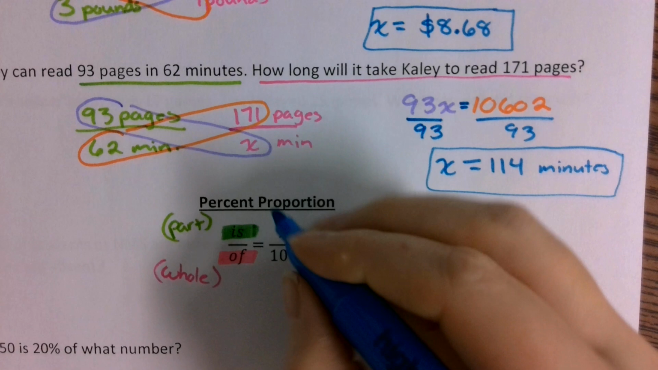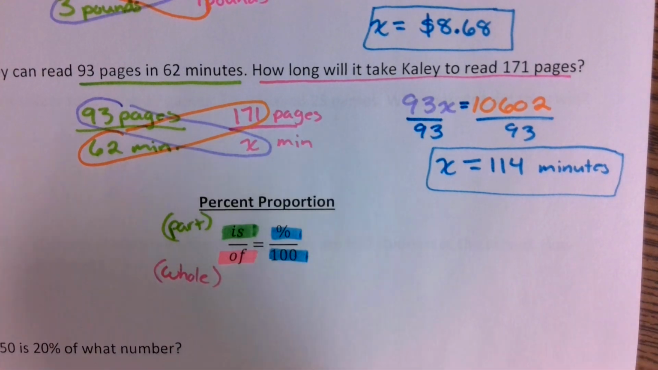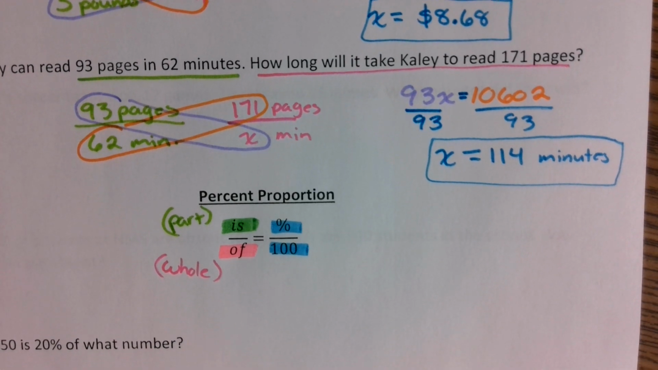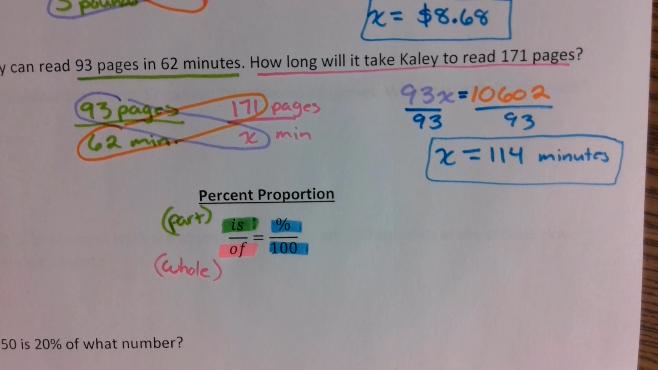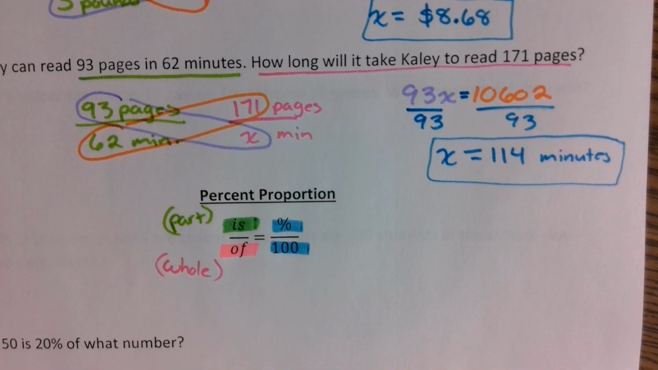And this is going to stay constant. It's always going to be a percent over 100. That will never change. That'll always stay constant. Percent always goes over 100, because a percent, like we talked about yesterday, is out of 100. So we always put percent over 100.